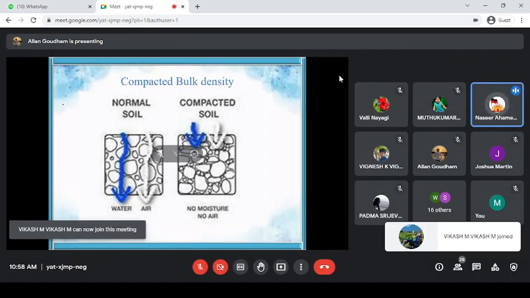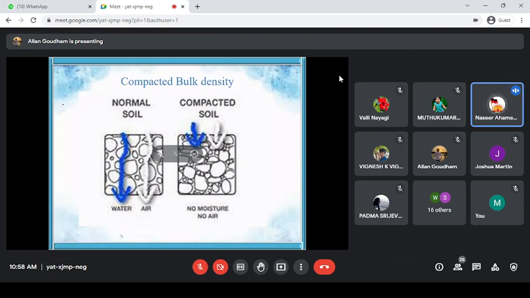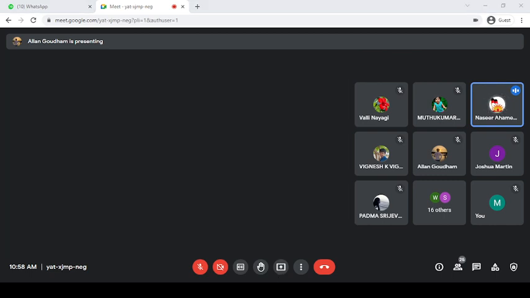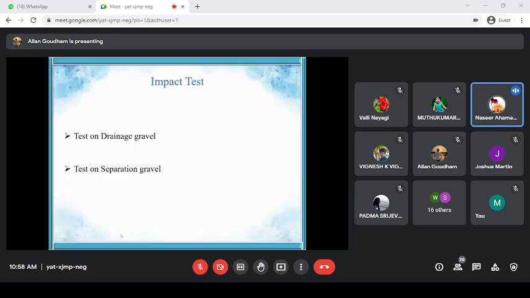Now we'll see about the compact ductility. In the right side image is a normal soil. It is not compacted by the compacting rod, and the compacted soil is this one, with no moisture and no air. But in normal soil, there is air and moisture in the gaps of the soil. So we compact the soil. The impact testing is done on drainage gravel and separation gravel.